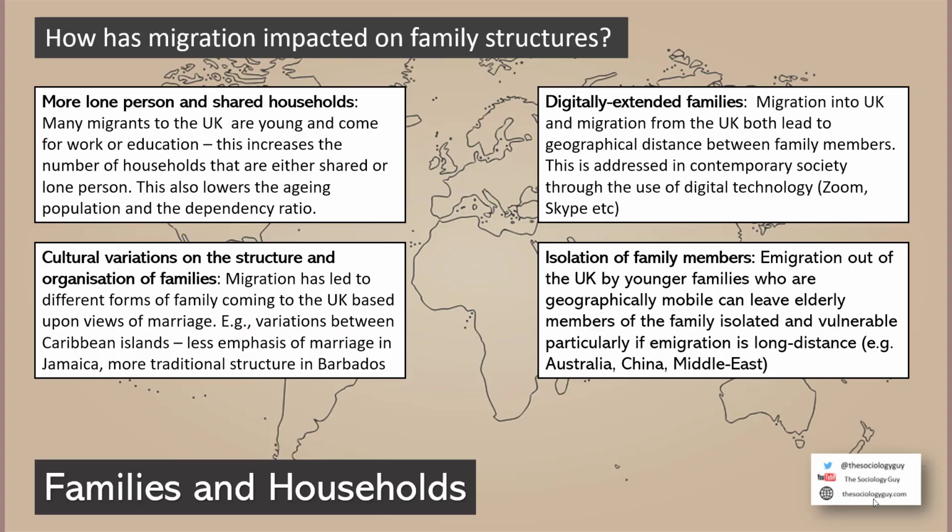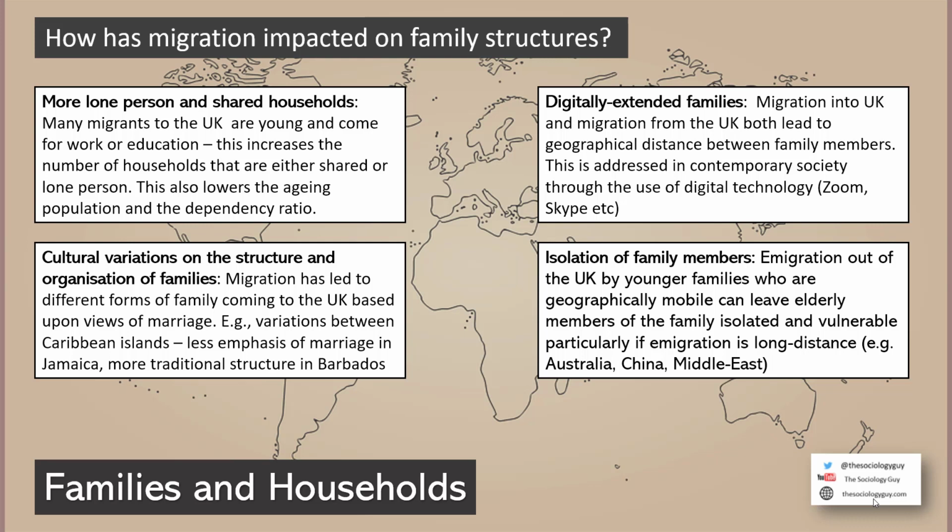So a couple of ways in which we can see demographic changes have changed family structures. One big one is migration. Obviously, with the impact of globalization, we've seen increased migration, and this has led to lots of different changes to the types of households that we have in the UK. So we have more lone person and more shared households. This is particularly because of economic migration or people moving over for their education. So many migrants to the UK are young and they come to work or they come here for their education.